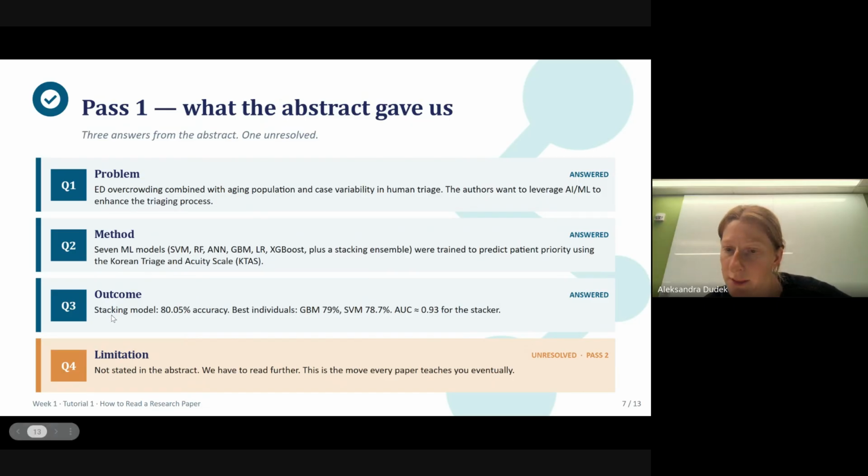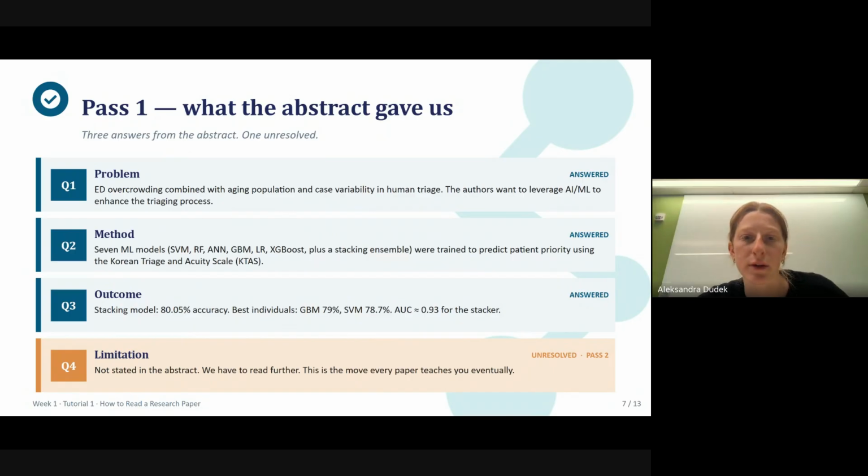And then the outcomes, as was mentioned, I can't remember who said it, but thank you for participating, that there's various numeric representations of how well these models are predicting. And then lastly, the limitation wasn't mentioned in the abstract. We paid attention to some yellow flags that we were waving as what we think might be limitations, but we want to see what the authors themselves say.